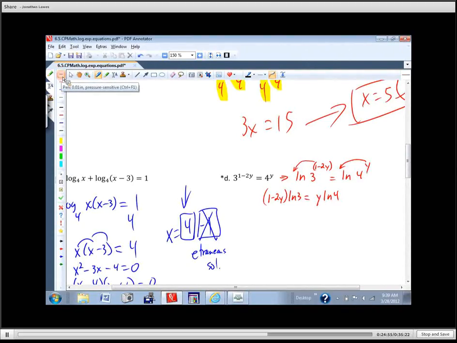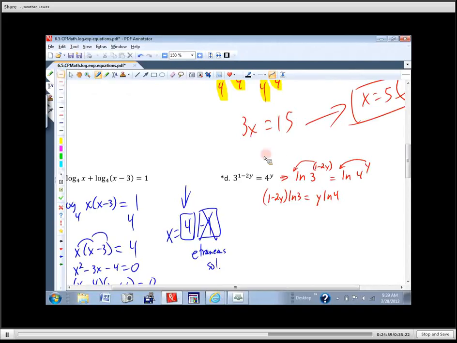Okay, this is no more difficult than doing this problem right here. If I had 1 minus 2x times 7 equals x times 14 or something like that, everybody could solve that, couldn't they? This is the same thing. That number right there is ln 3. It's not as nice as 7, but it's still just a plain old number. That number right there is ln 4. It's not as nice as the number 14, but it's still just a plain old number.